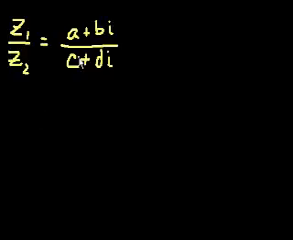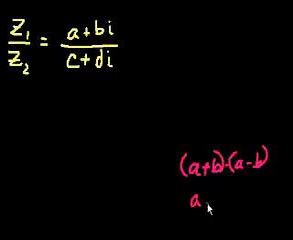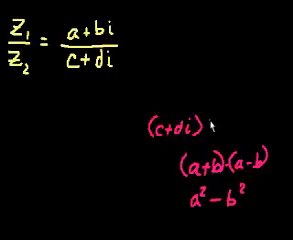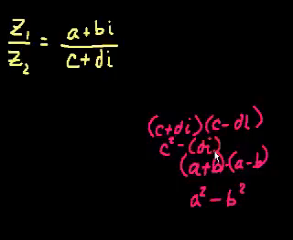Well, we're going to use a property that hopefully you learned in algebra, that if I multiply, let me do this in this corner, a plus b times a minus b, what does that equal? That equals a squared minus b squared. And so if I multiply a complex number c plus di times c minus di, what do I get? I get c squared minus di squared. And what's di squared going to be? It's d squared times negative 1. So it becomes c squared.